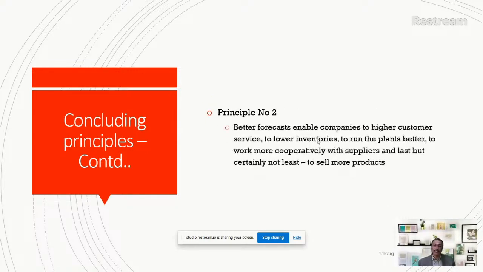The next principle, number 2, is that better forecasts enable companies to provide higher customer service, to lower inventory, to run better, to work more cooperatively with suppliers, and last but certainly not least, to sell product. In fact, having a better forecast improves the performance of the organization, to improve their revenue and margin. On the other hand, it directly improves the performance of supply chain by ensuring the timely availability of material with lower operating cost. Okay, so even in a supply chain, if you are not directly doing forecasting, you need to understand the process and also continuously monitor.